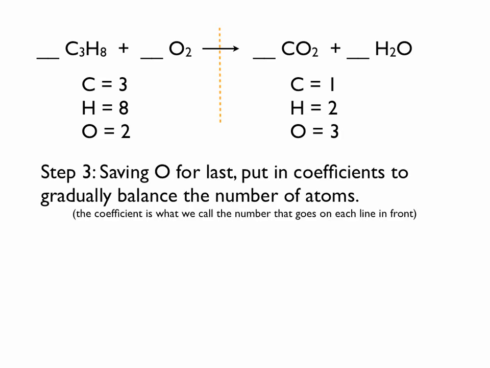The third step, save oxygen for last. This is one of the helpful hints in balancing chemical equations: we save oxygen for last because sometimes oxygen can be in more than one place. So save oxygen for last. We put in the coefficients to gradually balance the number of atoms. The coefficient is the formal name for the number that goes in front of each atom or molecule of reactant or product. That's what those dashes are in front of each of those.